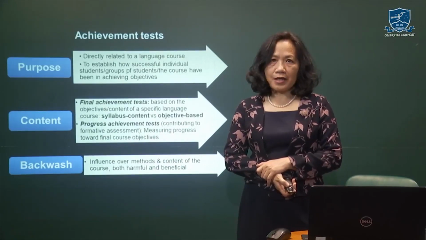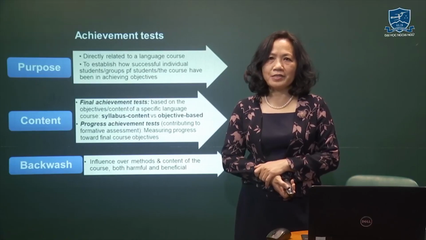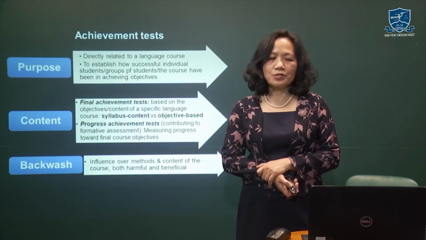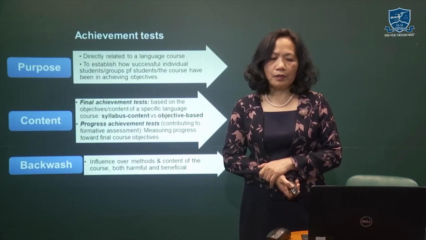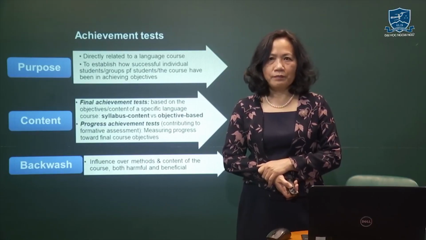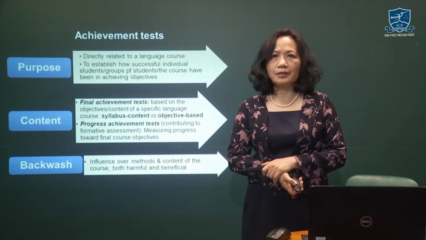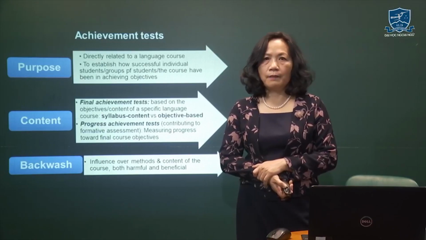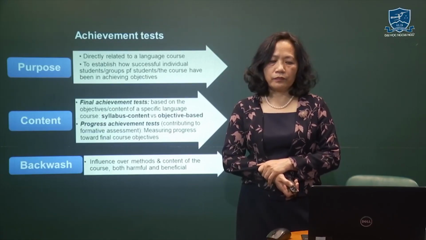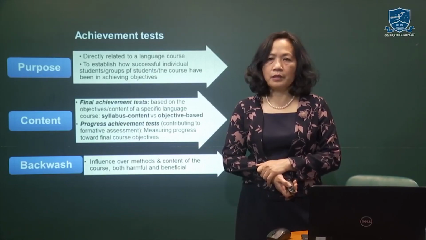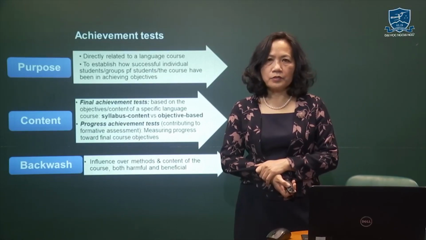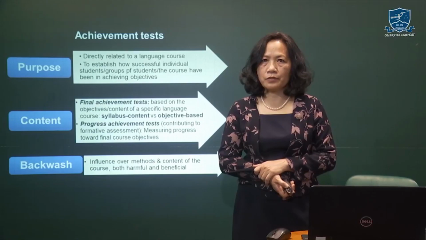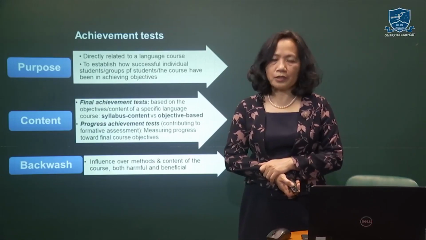The second kind of test is achievement test. The name can tell you the purpose of the test. It is used to measure the achievement of the teaching and learning in a course, to establish how successful individual students or groups of students in a course have been in achieving its objectives. So the content is directly related to the content of the course, or directly related to the objectives of the course.